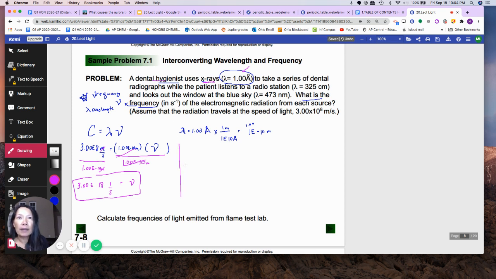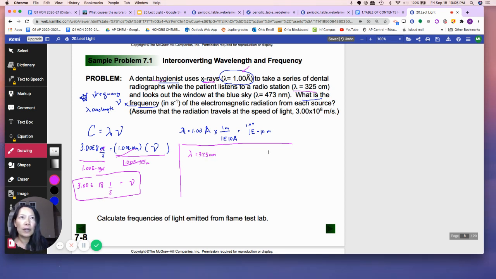Okay, let's try another one. The patient is listening to a radio station. The wavelength is 325 centimeters. And the patient looks out the window, and the wavelength for that one is 473 nanometers this time. What is the frequency of each one? The frequency symbol is a nu. So these are 2 separate problems.